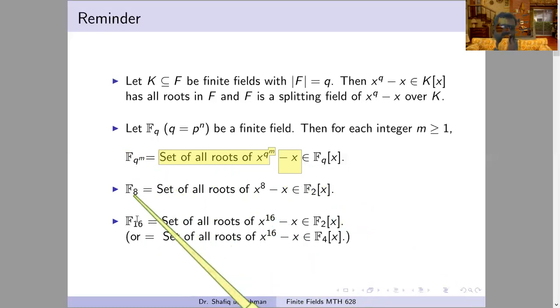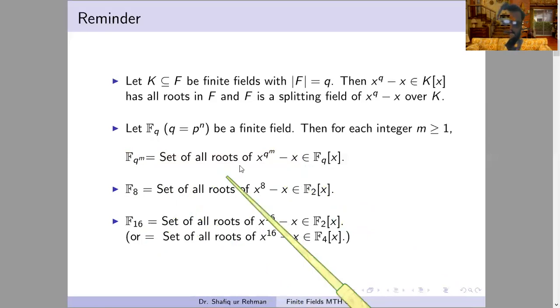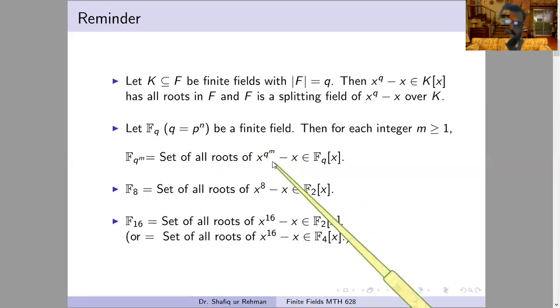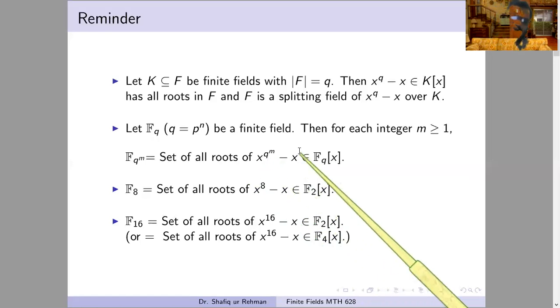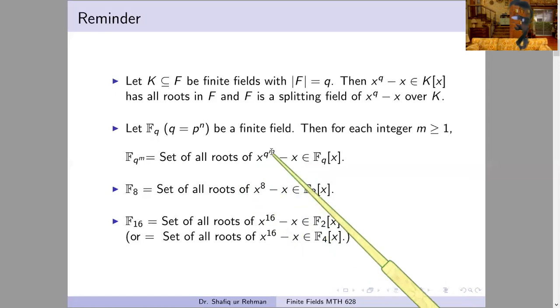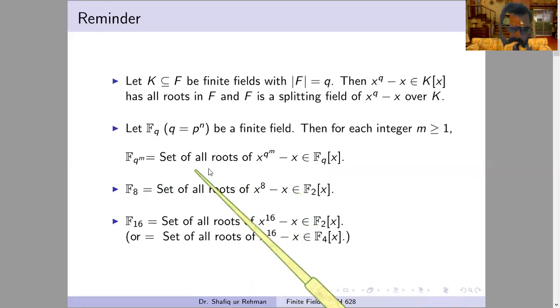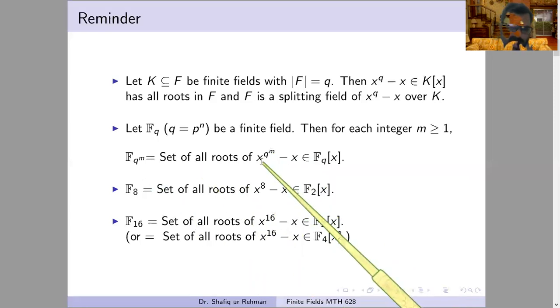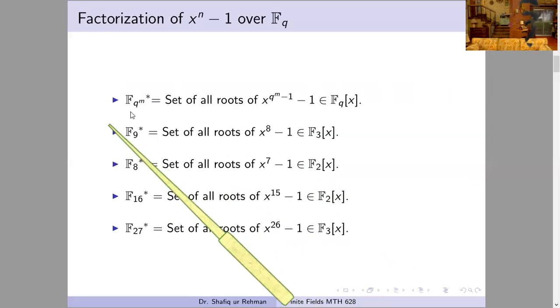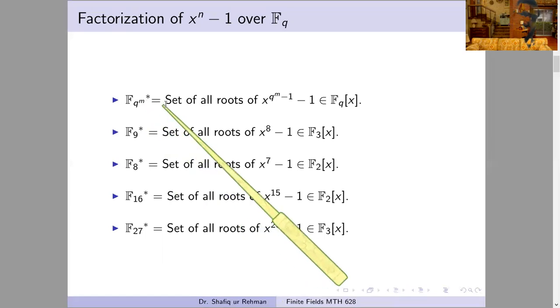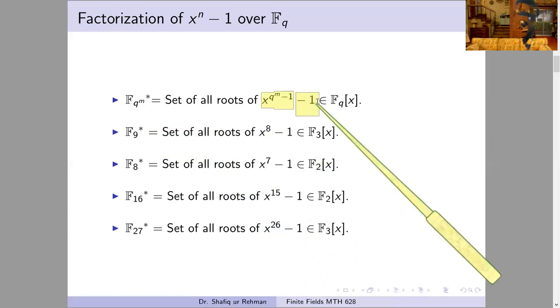Similarly for f8 and f16. And notice that one root of this polynomial is 0. That is, if we reduce its degree by 1, that is, if we divide this by x, we will get x power q power m minus 1. So except 0, all the roots of this polynomial will be in the group F_q power m star. That is, F_q power m star can be seen as the set of all roots of this polynomial over F_q[x].